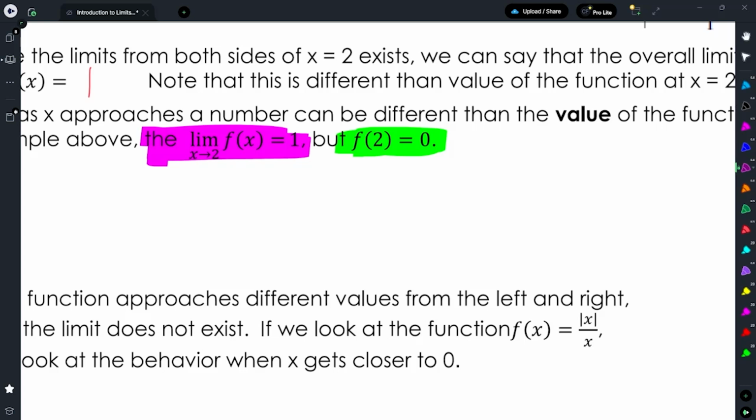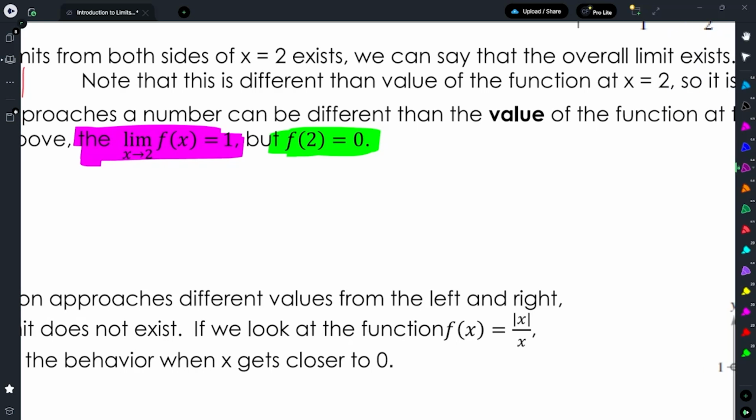So f of 2 is equal to 0. The value of the function at x equals 2 is 0, but the limit is 1. That is a big difference, and I know it sounds a little bit similar, but I just really want you to understand that those are different things. The value of a function can be different than the overall limit.